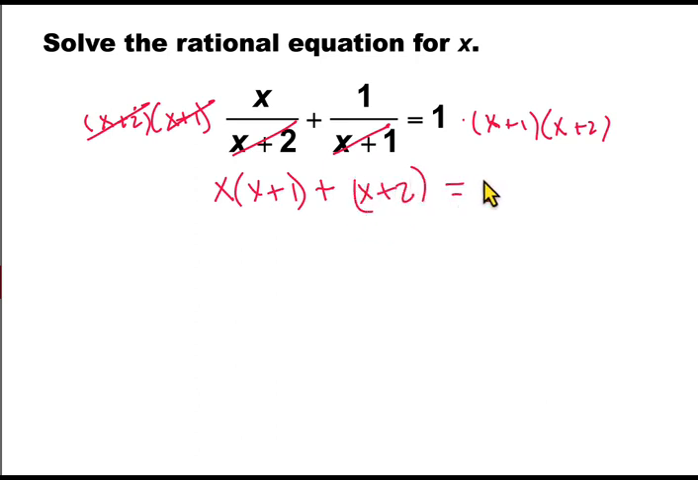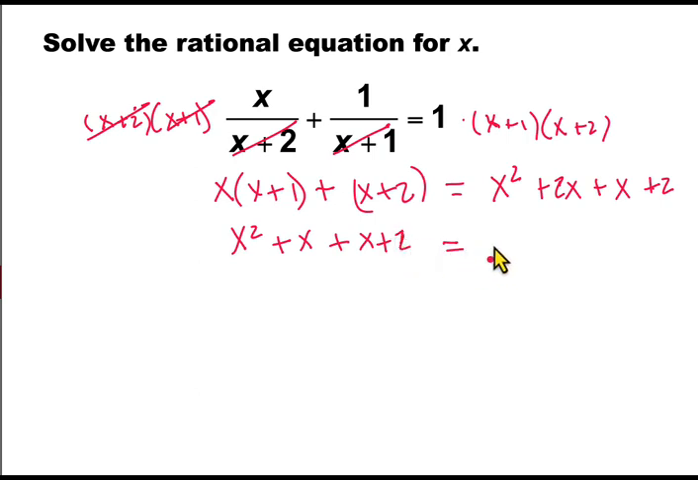And on the right side, using the FOIL method, we can expand this to get x squared, and then the outside terms plus 2x, and then the inside terms plus x, and then the last terms plus 2. Simplifying, we get x squared plus x plus x plus 2 equals x squared plus 3x plus 2.